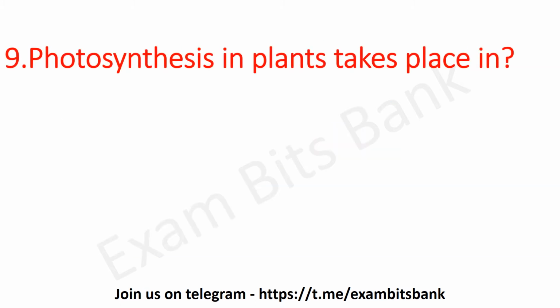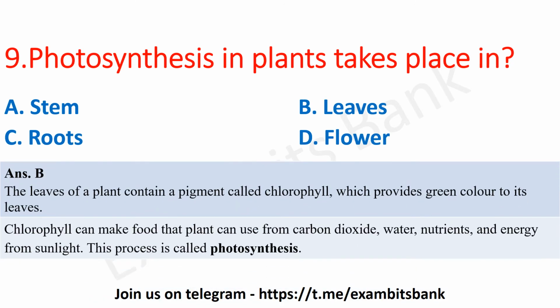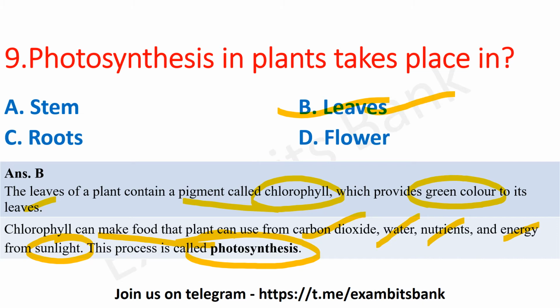Moving on to next question. Photosynthesis in plants takes place in. The options are stem, leaves, roots or flower. The correct answer is option B, leaves. So the leaves of a plant contain a pigment called chlorophyll which provides green color to its leaves, and chlorophyll can make food that the plant can use from carbon dioxide, water, nutrients and energy from sunlight. This process is called photosynthesis. So photosynthesis in plants takes place in leaves.